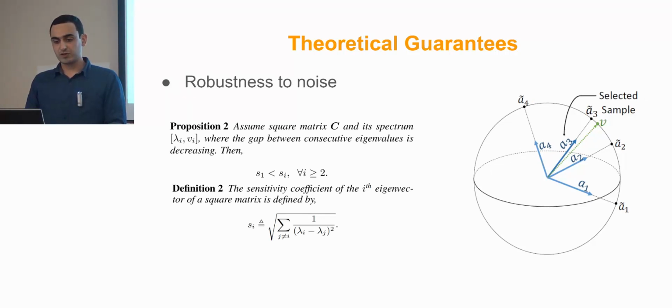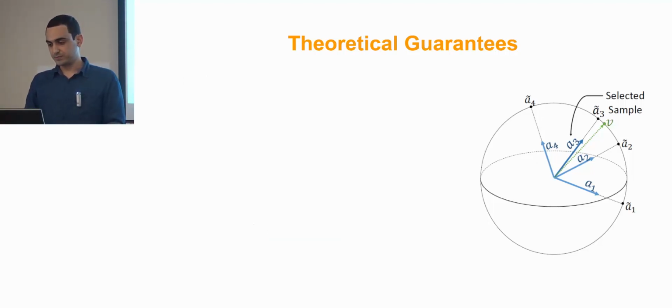Then we have also shown that our algorithm is robust to noise, because it can be shown that if you add outlier samples or noisy samples to your matrix, the first singular vector is the last singular vector to change. And because we are using the first singular vector as the guide, the output of our selection algorithm will not change much if you add outliers.